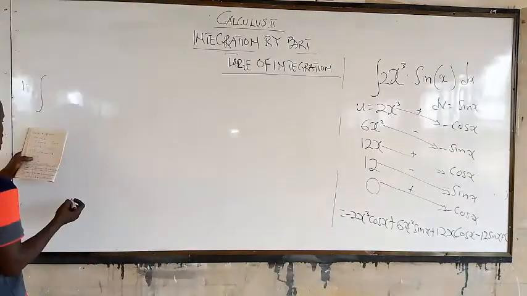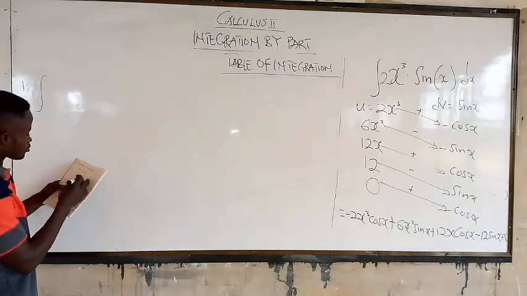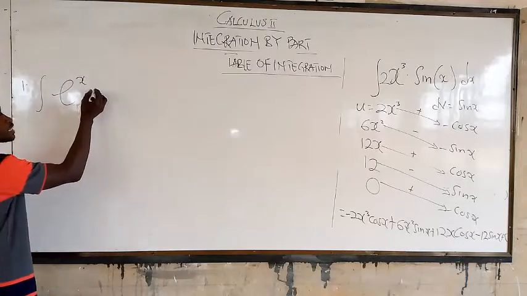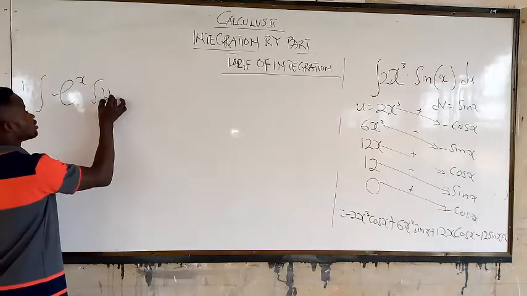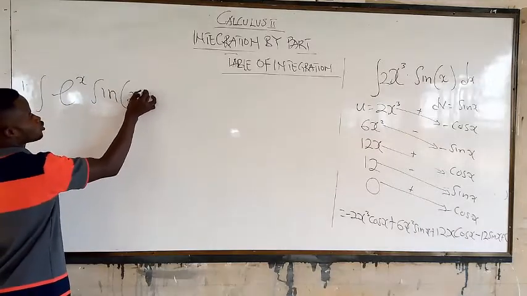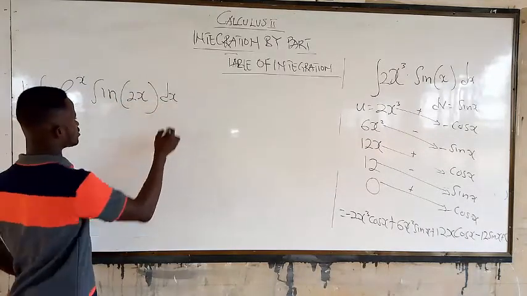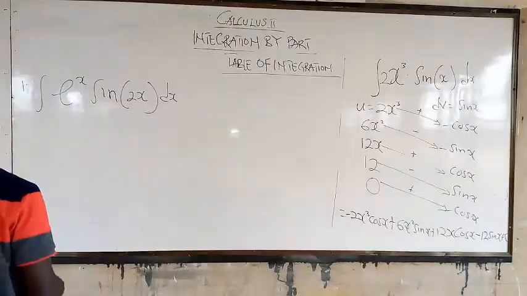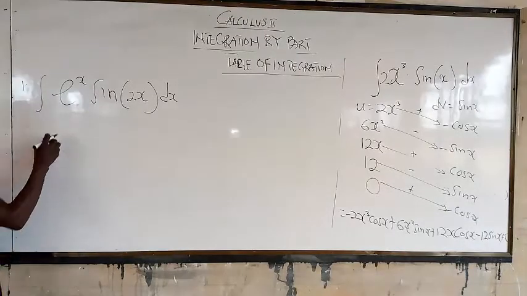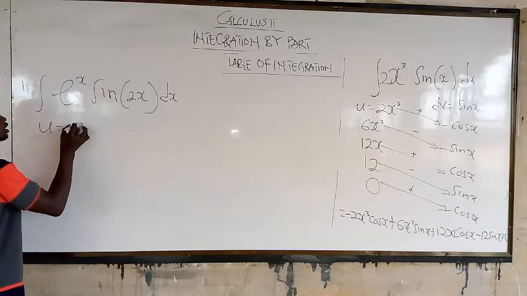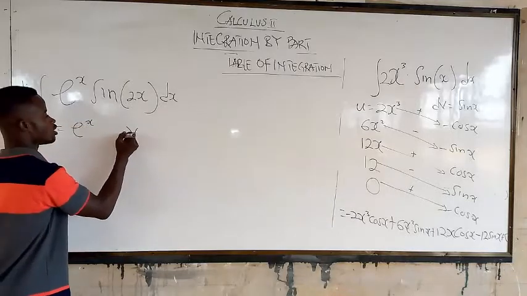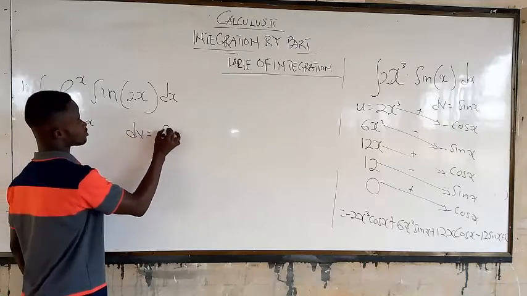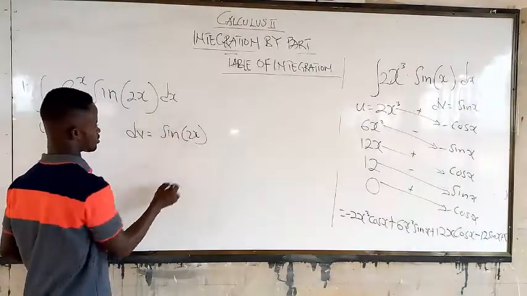Alright, let's look at e raised to power s when this meets with sine 2s ds. The same way, we represent this by u equals e raised to power s, and dv equals sine 2s.